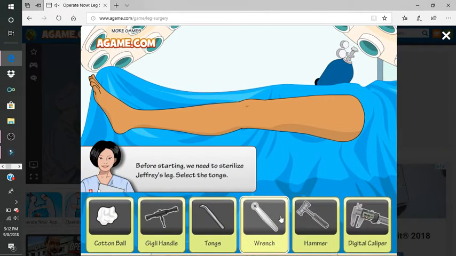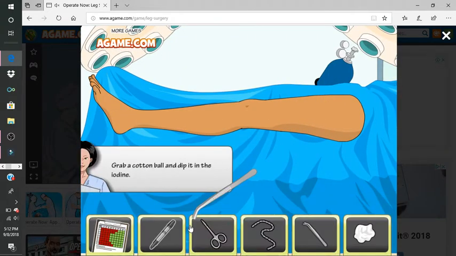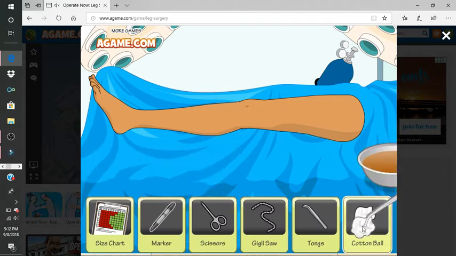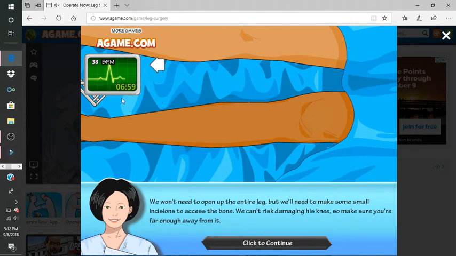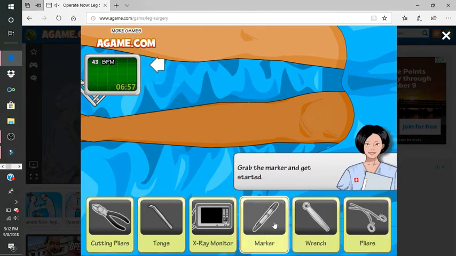Done. Alright, so now we need to take the tongs and the cotton ball. Dump it in here. Now we need to drench his leg in this stuff. We got 7 minutes. Alright.